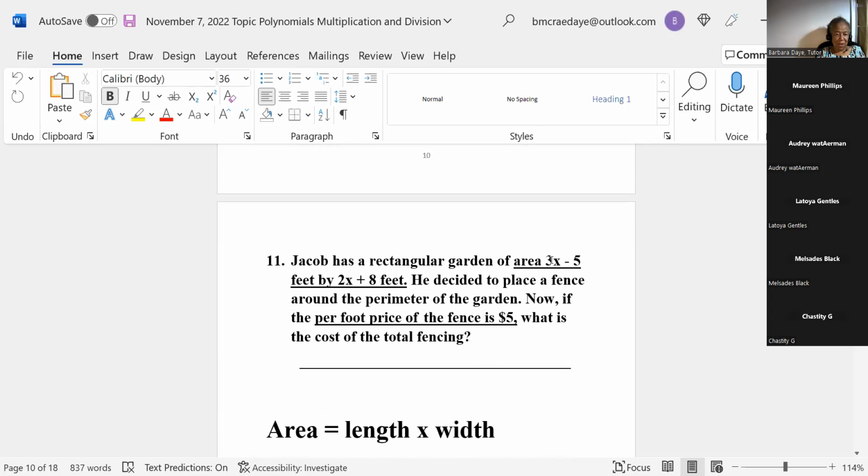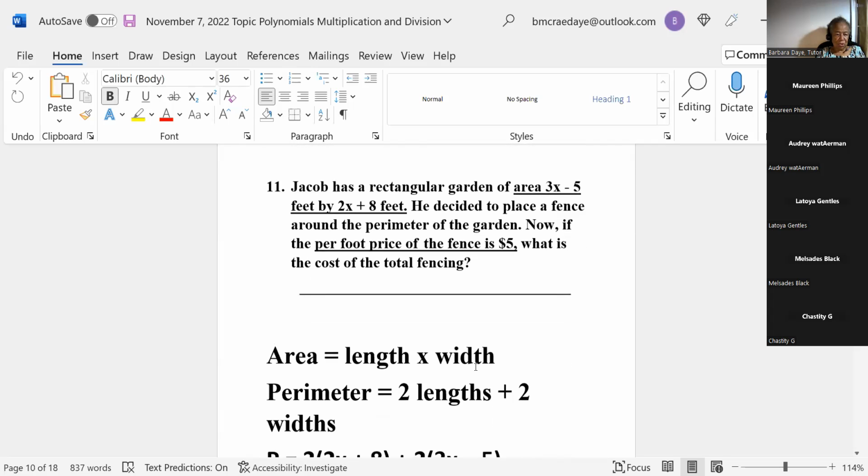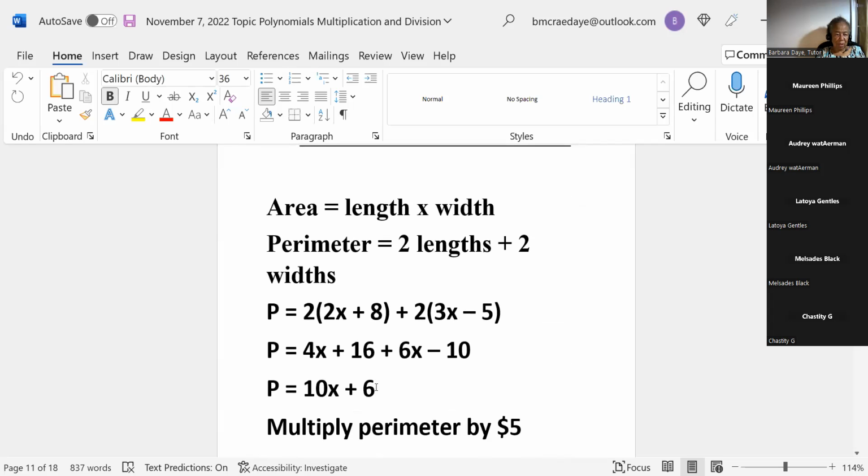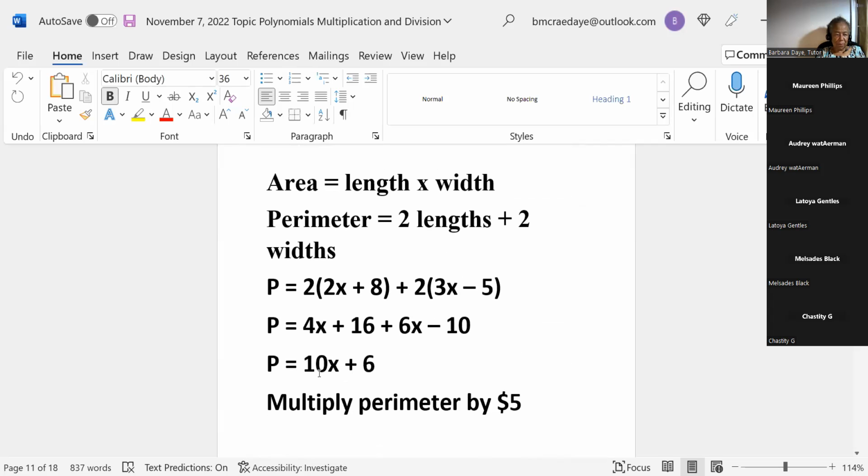So with area, that means you're given a length and a width. It doesn't matter which one you call length or width. Audrey chose her length as 2x plus 8 and her width as 3x minus 5. But like Maureen said, it's 2 lengths plus 2 widths. So you would multiply 2 by length plus 2 by width. Combine like terms, that's your perimeter. That polynomial represents the number of feet.